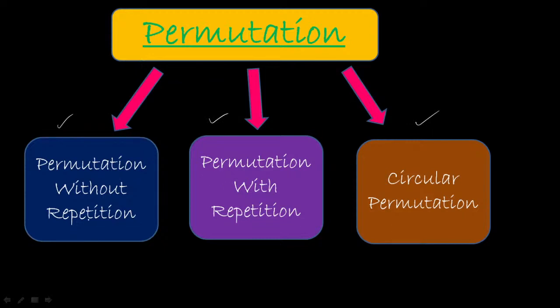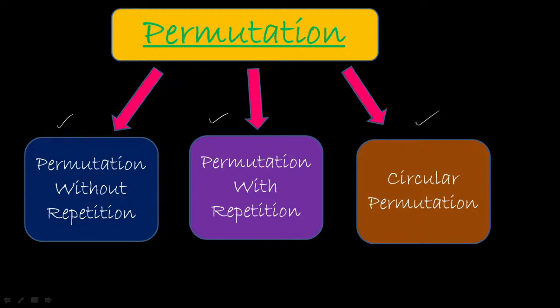Permutation without repetition means repetition is not allowed. Based on the word itself you can understand that repetition of any objects is not allowed. Permutation with repetition means repetition is allowed, that is, more than one time.